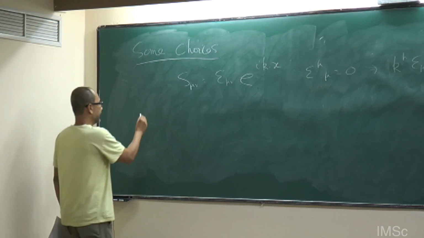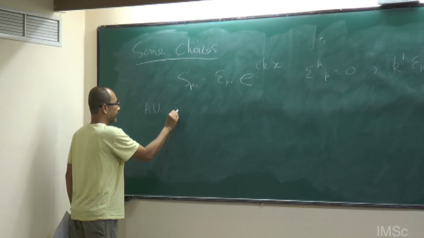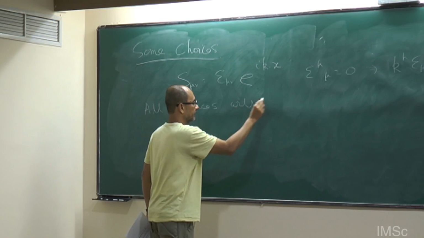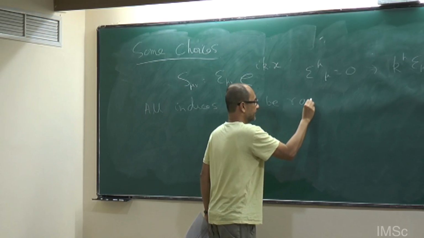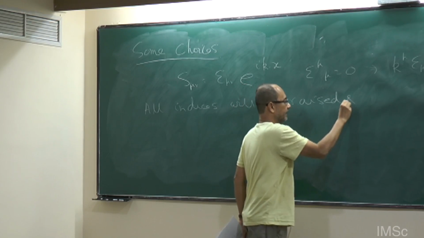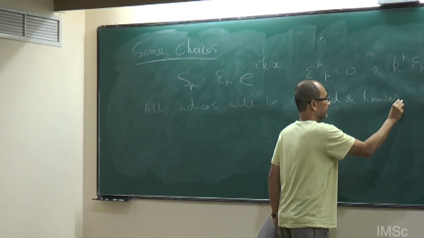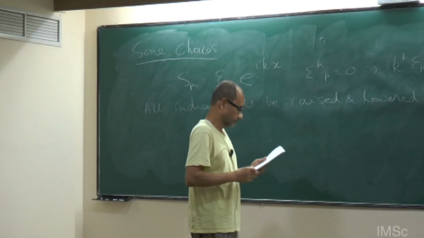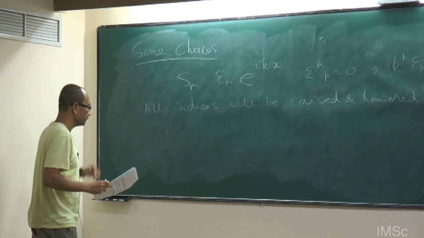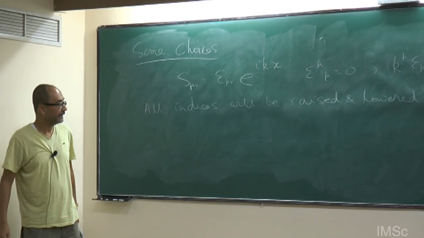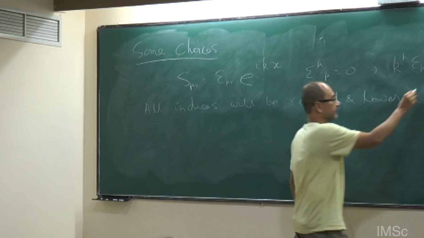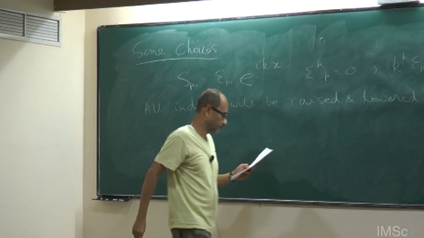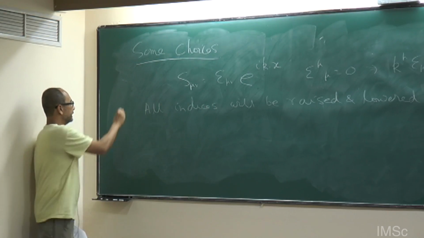Yes, all indices will be raised and lowered by eta. Pardon? k square is 0, yes. That's of course the on-shell condition. Okay, so this is the first.